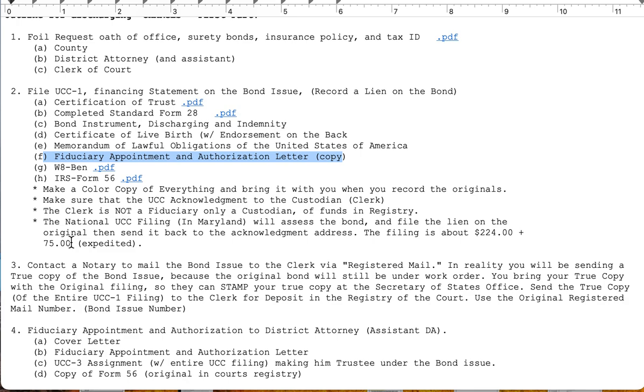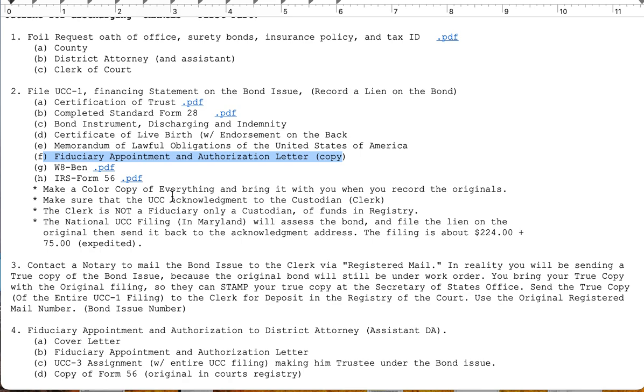After you complete all the instruments, certification of trust, Form 28, you have the full faith and credit attached to your birth certificate, and you flip it over on the back and you write out the endorsement to the United States Treasury on the back of your certificate of live birth. Then you put the fiduciary appointment authorization letter in there, W8BEN, IRS Form 56. You get all that stuff together once it's executed, certifications of trust included, and what's the other one?